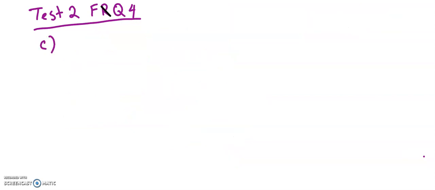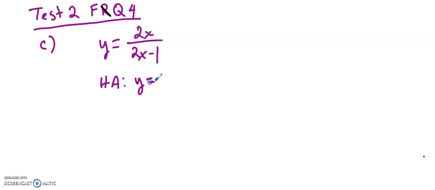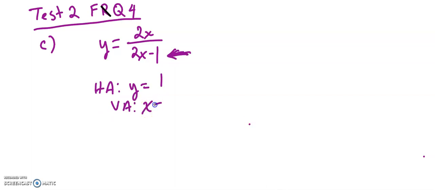Part C says find the horizontal asymptote and the vertical asymptote for that particular solution, which again was y equals 2x over 2x minus 1. This is pre-calc. Since it's equal degree, the horizontal asymptote will be the ratio of the two leading coefficients, which will be y equals 1, and the vertical asymptote will be x equals, the denominator would give me a half.